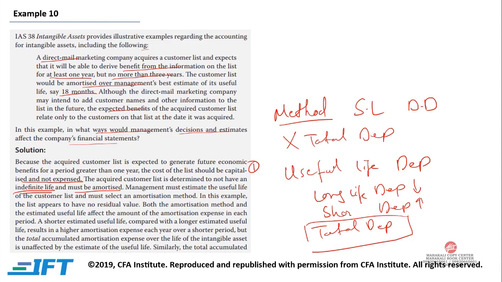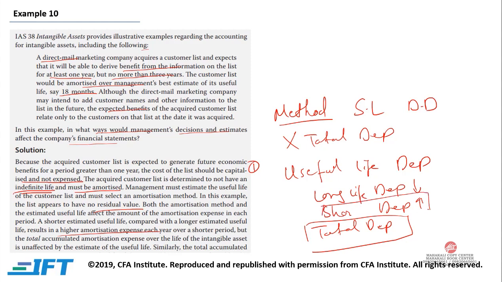Management must estimate the useful life of the customer list and must select an amortization method. In this example, the list appears to have no residual value. Both the amortization method and the estimated useful life affect the amount of the amortization expense in each period. A shorter estimated useful life compared with a longer estimated useful life results in a higher amortization expense, as we have just mentioned.